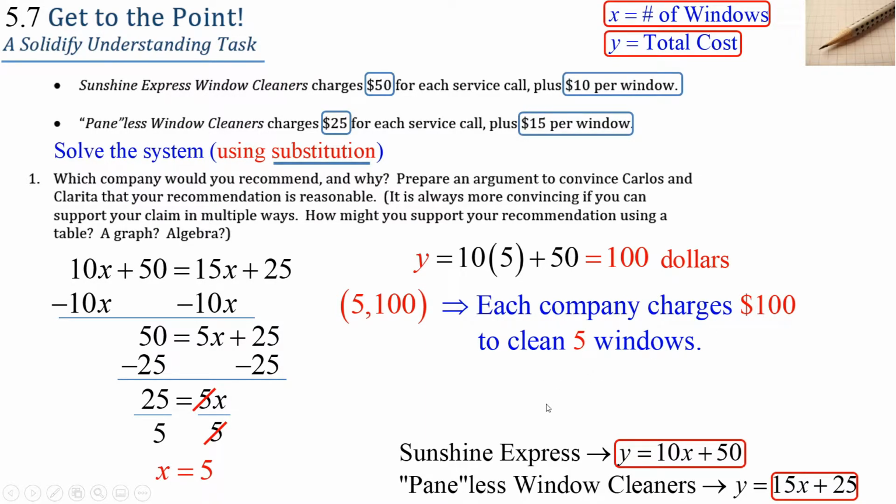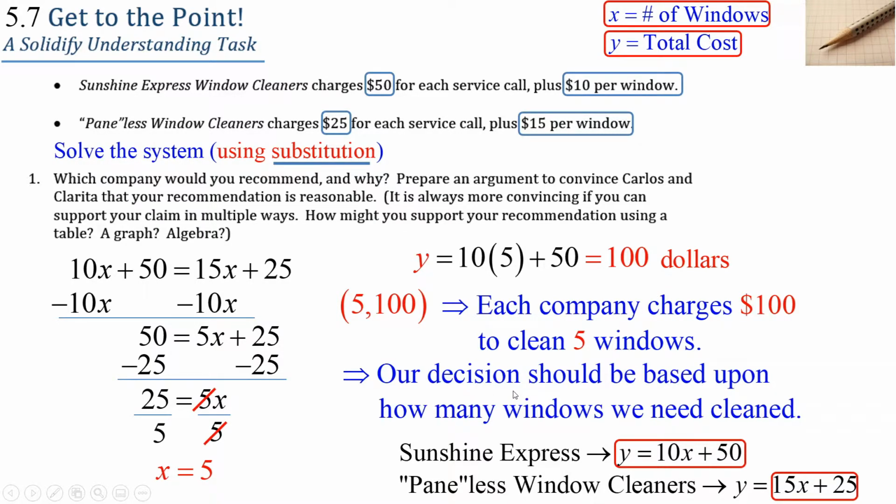So how can we use that to make our decision? Well, wouldn't that imply our decision would be based upon how many windows we need cleaned? All right, that's number 1.